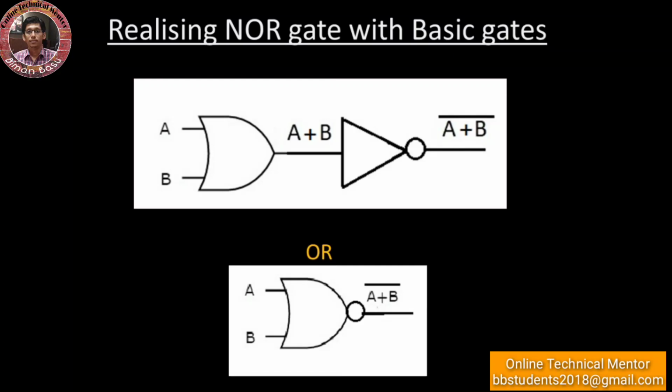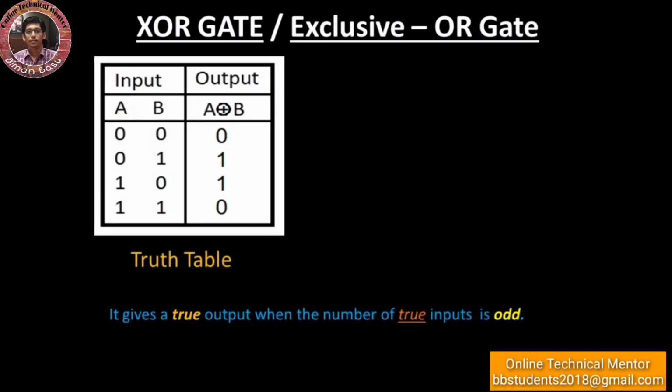Now come to the special gate, the XOR gate. It is also called the exclusive OR gate. It gives a true output when the number of true inputs is odd. Read this line very carefully again. It gives a true output, that means it will give you an output 1, when the number of true inputs, that means when the number of 1s in the input, is odd. So you have to count the number of 1s in the input.